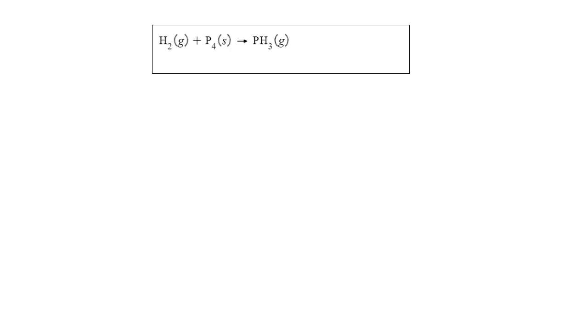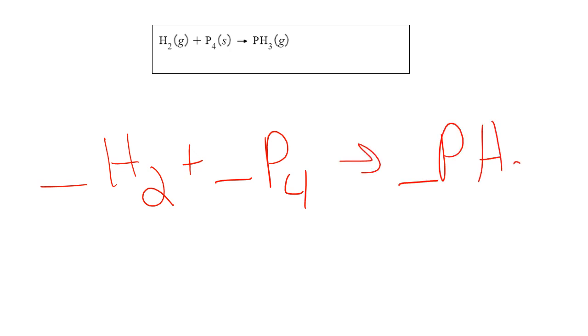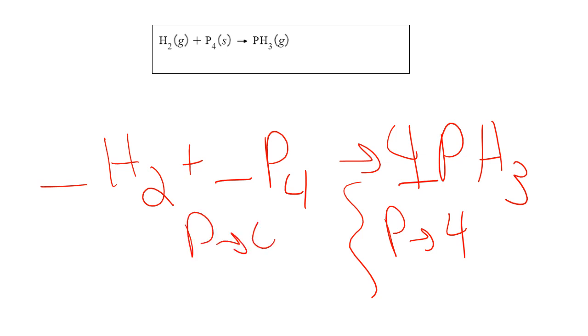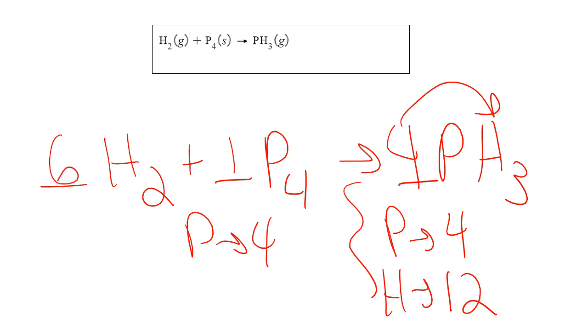All right, so here we go. Balance everything but hydrogen and oxygen first. So that's going to be a 4 because we need 4 phosphoruses on both sides. Now we have to balance hydrogens. 4 times 3 is 12. That's 12. So what? I got to put 1, 3, 6 here. H, 12. So 6, 1, 4. And it balances out.